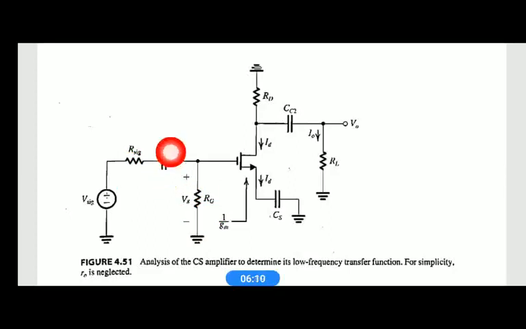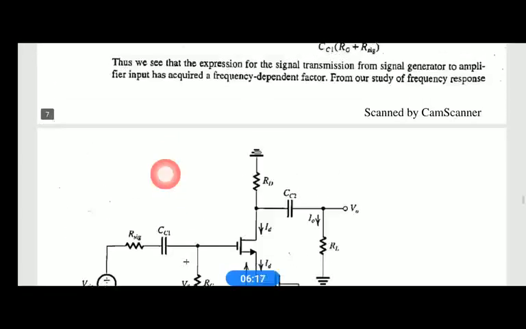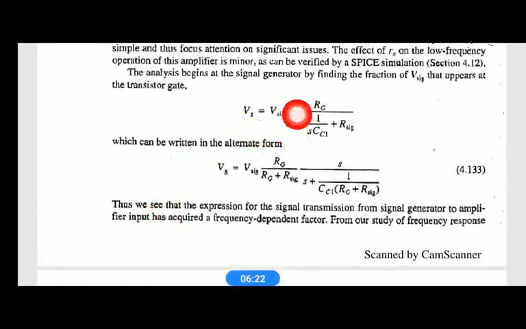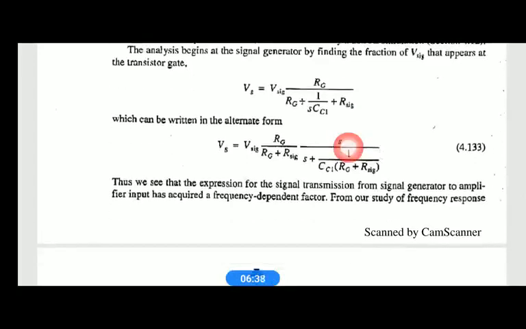Reactance means it is a resistance offered by capacitor CC1, which is 1 by S CC1, which you know. Therefore we can write VG equals V signal into RG divided by RG plus 1 by S CC1, which is the impedance offered by CC1, plus R signal. Understood? So now let us elaborate this and rewrite it.